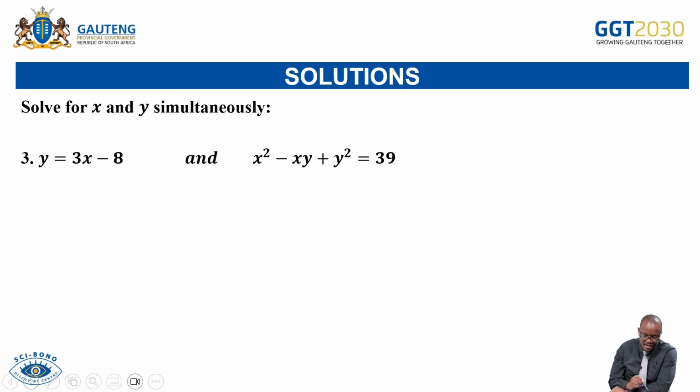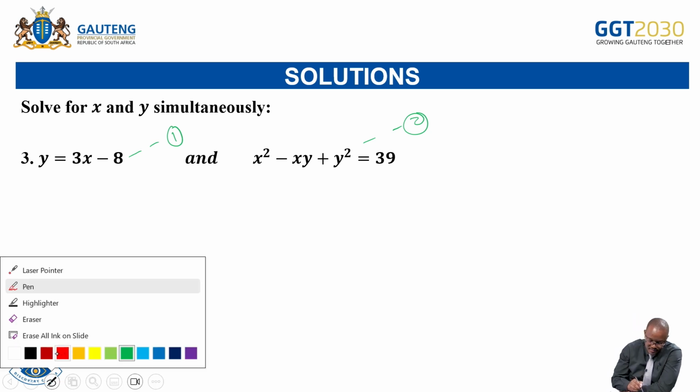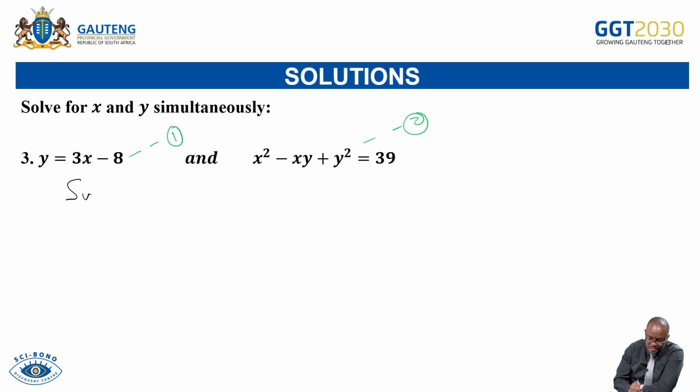Okay? So now let's look at the third one. In this case, there is no need for us to have equation number 3, because we can see that from equation 1 and equation 2, in equation 1, y is already the subject of the formula. So you just shoot straight by saying substitute equation 1 into equation 2. Where we see y, we are going to substitute 3x minus 8.